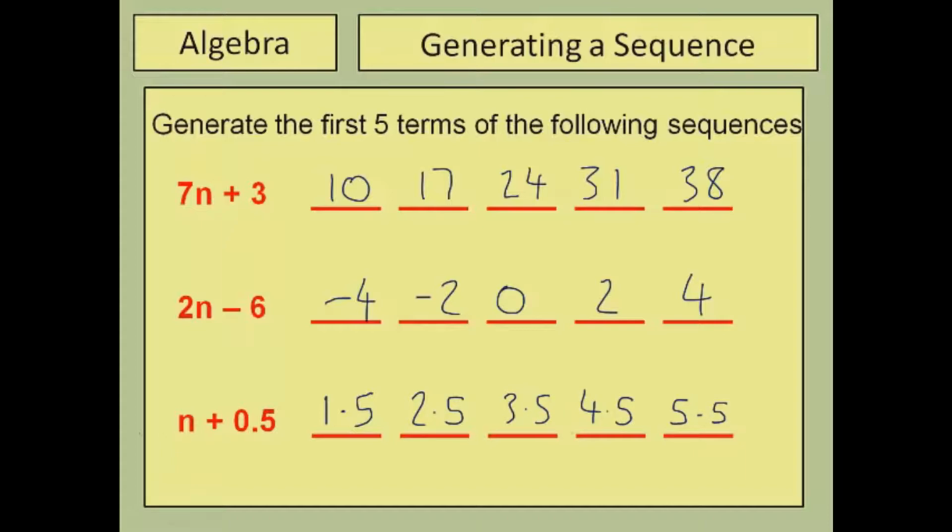And for this last one, there isn't a number in front of the n. However, there is, it's just a 1. We don't normally write a 1 when we talk about 1n or 1x. So if you didn't get these answers, it might well be because you didn't treat n as 1. So it's just 1 times 1 plus 0.5, 1 times 2 plus 0.5, and so on.